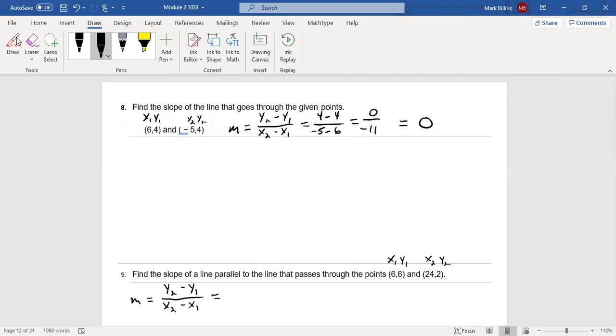Plugging in the values, y sub 2 is 2, so we have 2 minus y sub 1, which is 6, over x sub 2, which is 24, minus x sub 1, which is 6. So 2 minus 6 is a negative 4. 24 minus 6 is 18. We can reduce, so our answer would be negative. We divide each by 2. So our slope would be negative 2/9. Now the line that's parallel, since the slopes are the same, would also have the exact same slope, which is negative 2/9.